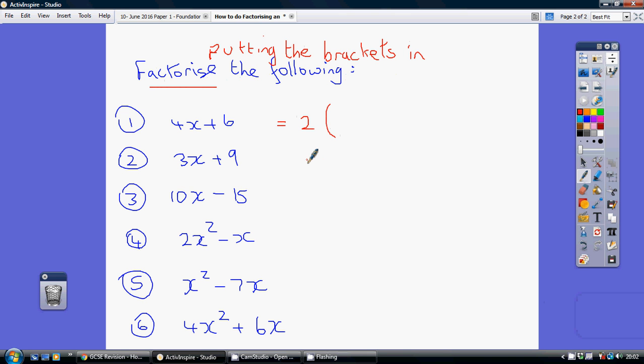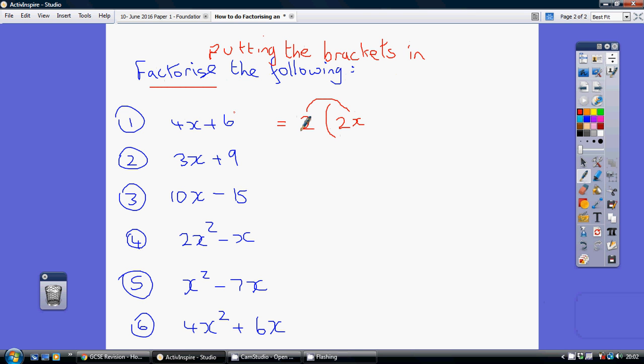Now you've got to say to yourself, 2 times what would give me the 4x? So do it bit by bit. 2 times what would give you the 4? Well, 2 2s are 4. Now as things stand, you don't want 4, you want 4x, so you've got to put another x in there. And then just check it. Is 2 lots of 2x 4x? Yes it is. So you then move on to the second term.